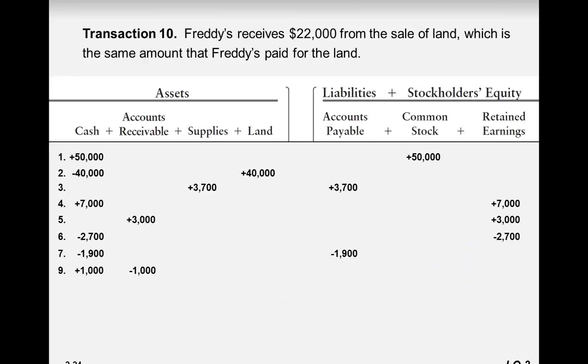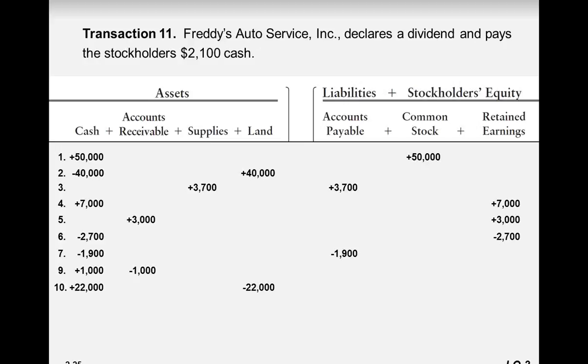Freddy received $22,000 from the sale of land, which is the same amount that Freddy paid for the land. The reason that's important is because there's no gain involved in this case. So he sold his land for $22,000. I'm sorry, has cash for $22,000.